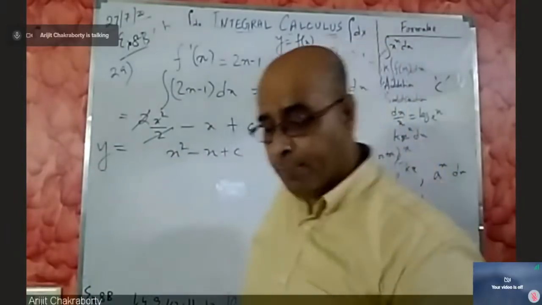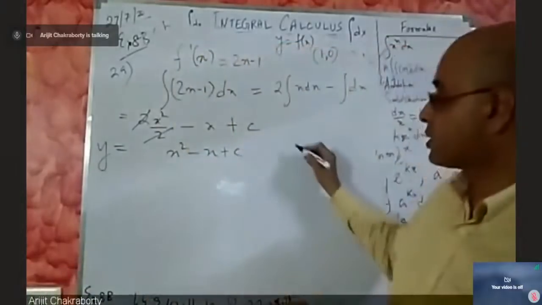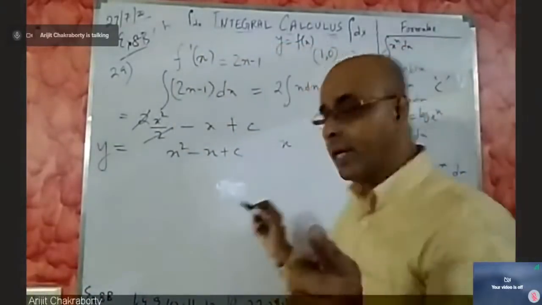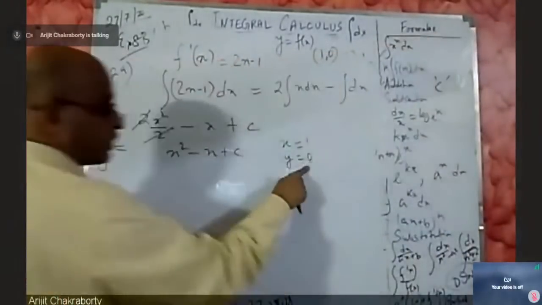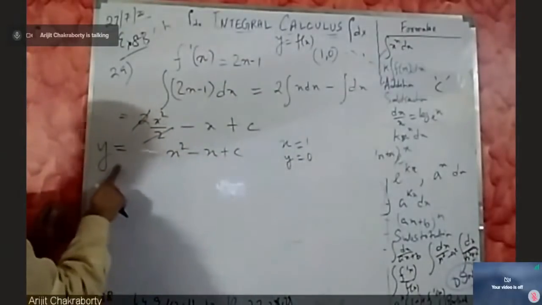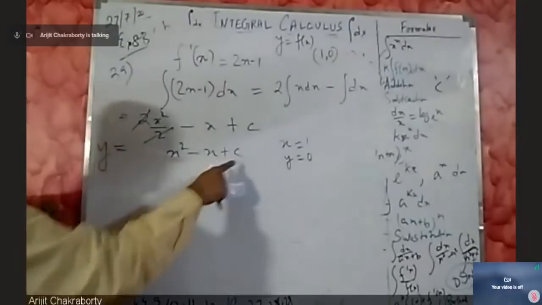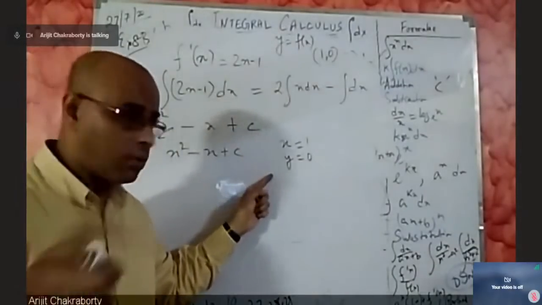I think it is given in the problem that the curve is passing through 1, 0. That means the curve is passing through the coordinates x equal to 1, y equal to 0. So I will put this relation here, y equal to x square minus x plus c, I will put x equal to 1, y equal to 0, and let us see what happens.